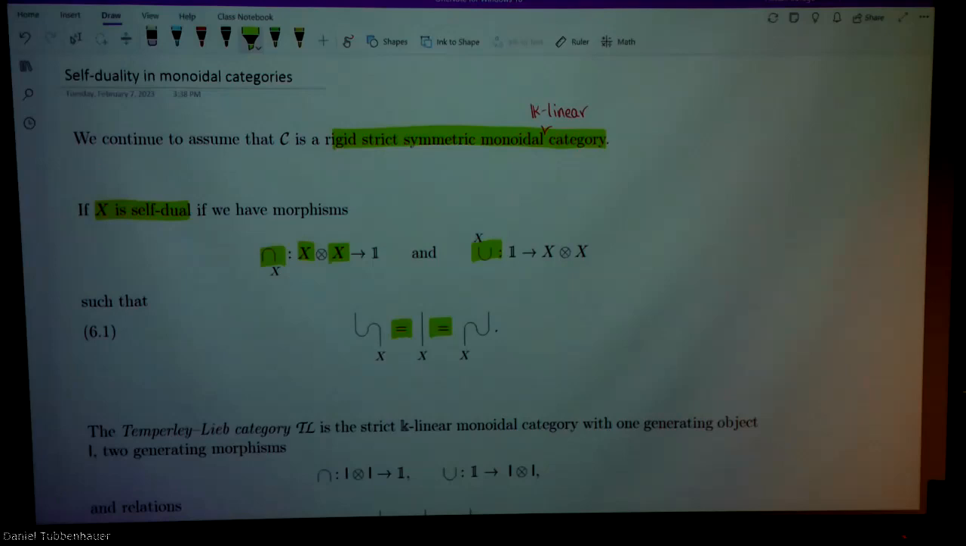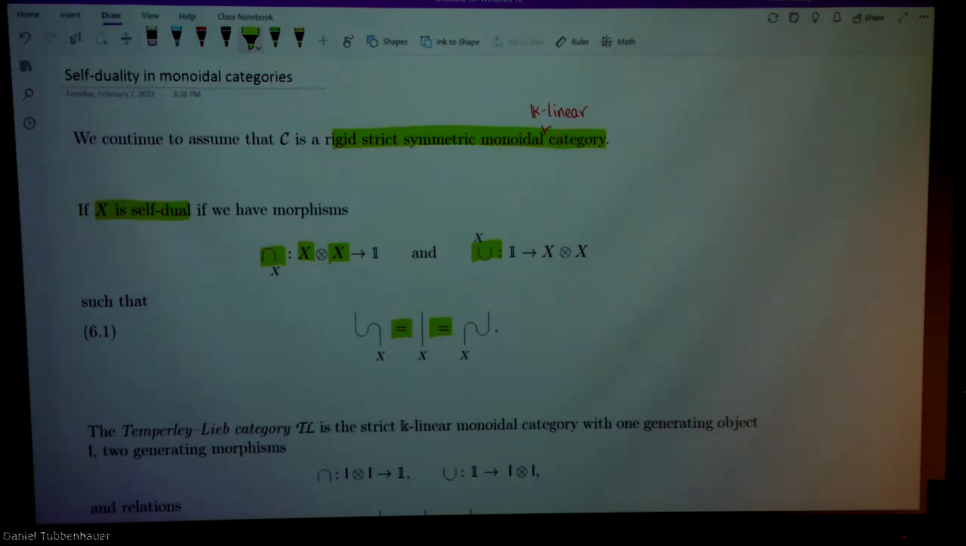Any questions there? This one wasn't symmetric necessarily, right? Right, there's no crossing, so this is not a symmetric monoidal category. And in fact, that's the next thing we want to do. So now we want to look at a situation where an object is self-dual and how that is compatible with it also being a symmetric monoidal category.